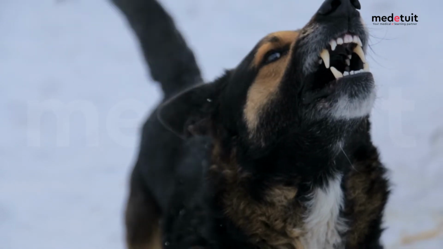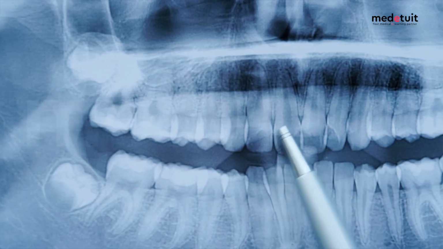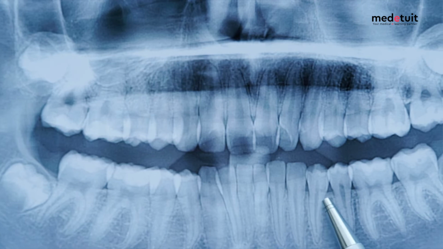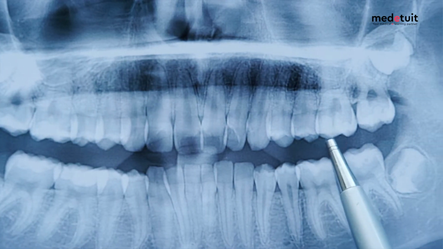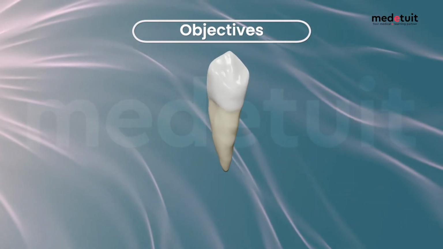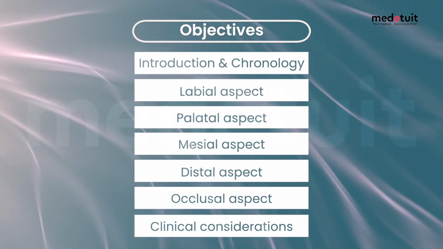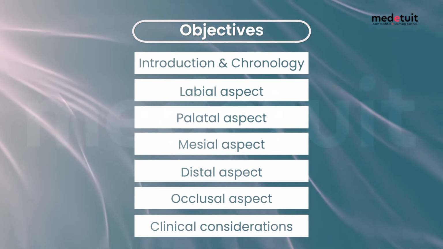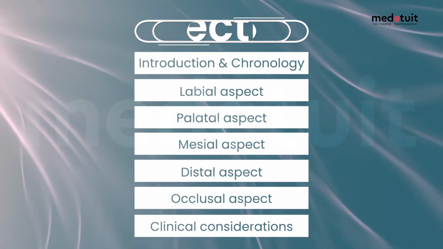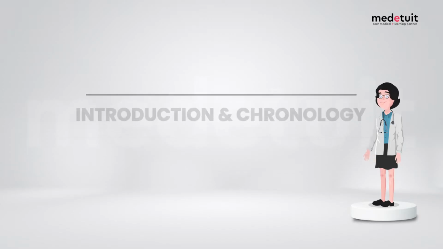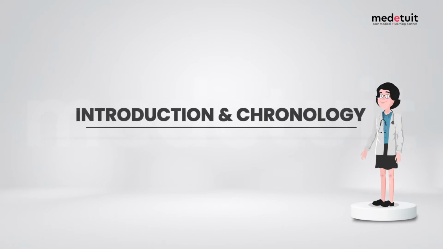and longest of them. Well, let's move the psychological perspective of the human canine aside and take a closer look at its morphological features. Today, we will be discussing its introduction and chronology, labial aspect, palatal aspect, mesial aspect, distal aspect, occlusal aspect, and clinical considerations. So, let us begin with the introduction and chronology.